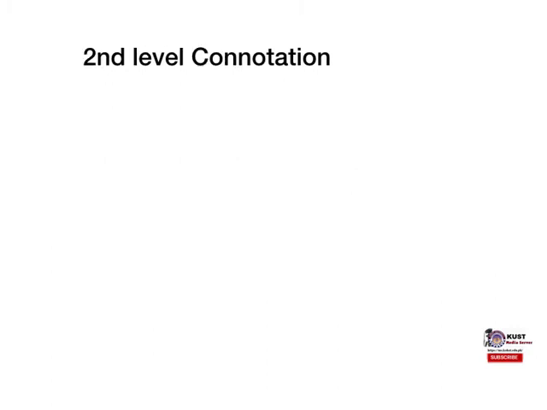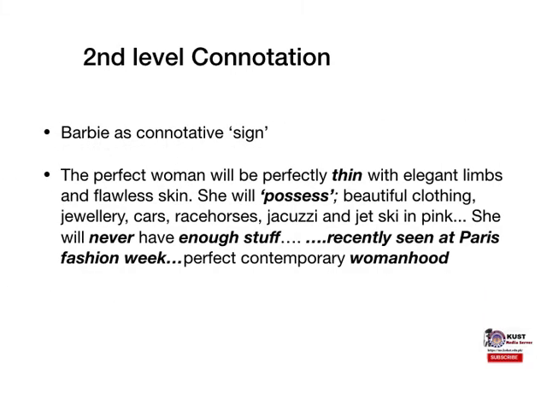But then let's talk about the connotation level. Now, Barbie as a connotative sign can have a completely different meaning. What does it reflect? If you look at the slimness of the doll, if you look at the perfection of the doll, it's a completely different ball game. Now, the perfect woman will be perfectly thin, with elegant limbs and flawless skin. She will possess beautiful clothing, jewelry, cars, jacuzzi, jet ski. So these are the things that you've seen in Paris Fashion Week or something, but it reflects perfection.